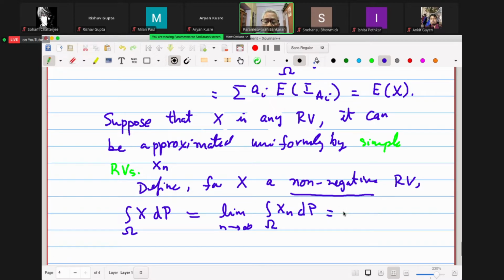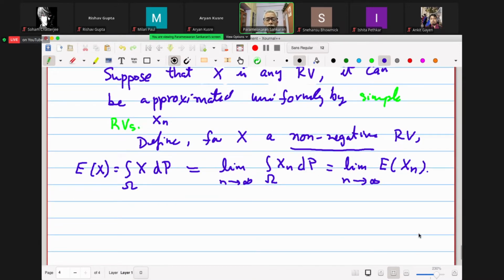Of course, you can rewrite this as the limit as n goes to infinity of the expectation of xn. Now the thing is, this limit may not exist finitely, it could be infinite. And when it is infinite, this is also infinite. So this is also equal to the expectation of x. If it is infinite, you just say it is equal to plus infinity, that's it.